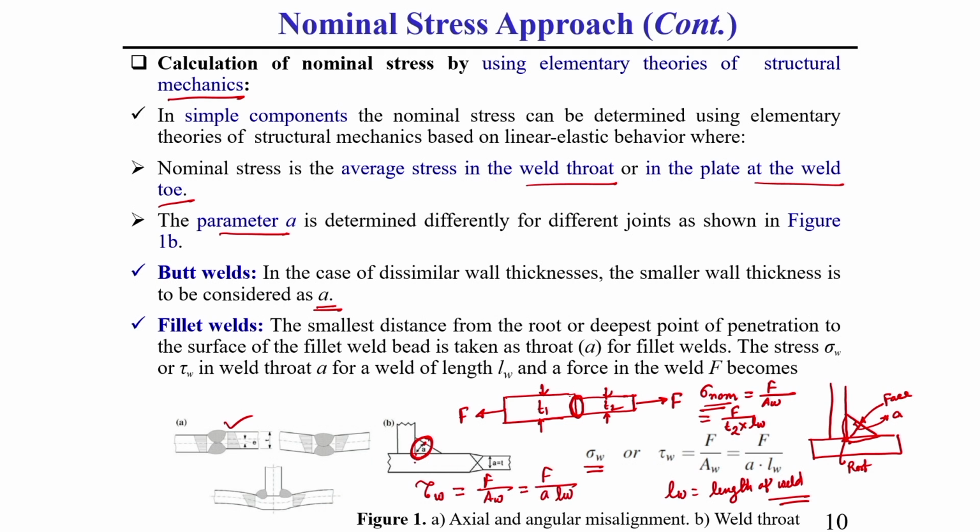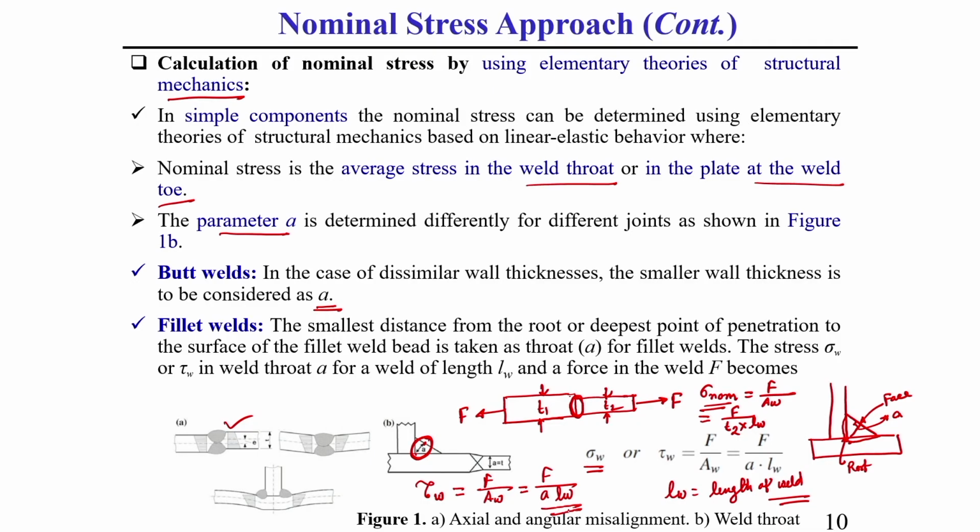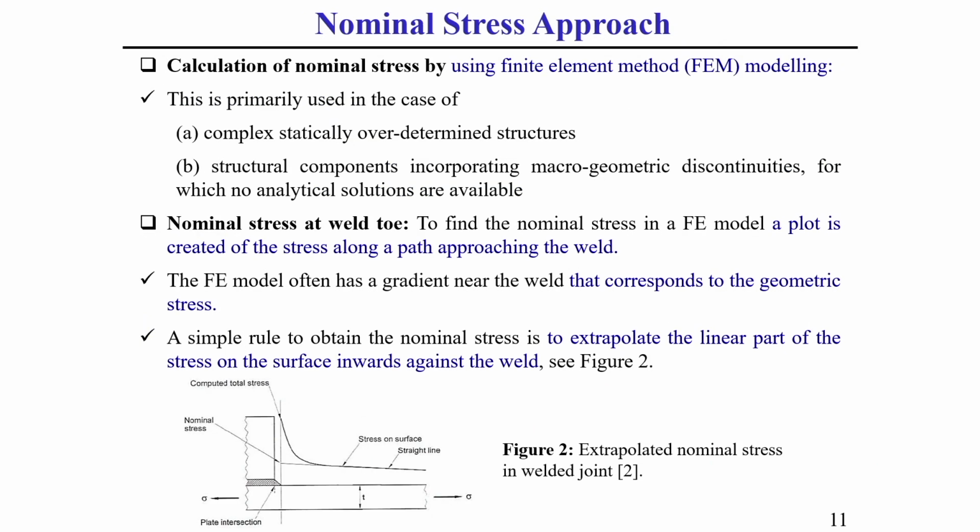What is A? I have already discussed. A is the minimum distance from root to face of the weld, or you can say the perpendicular distance between root and face of the weld. This you should keep in mind. So, this way you can easily calculate the nominal stress value if the geometry is simple.